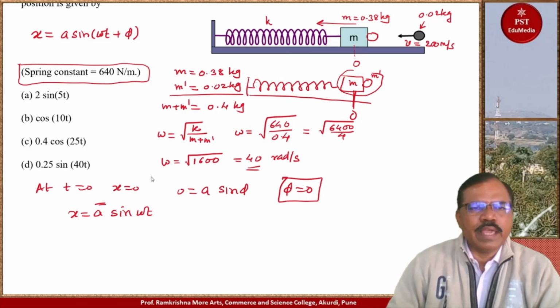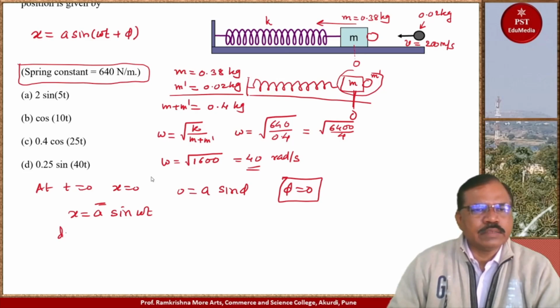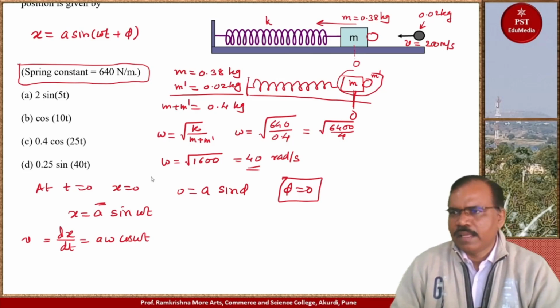We do not know A. We have to find A. So how can we find it? We know dx by dt, that is velocity. And what is velocity? A omega cos omega t. This is velocity.